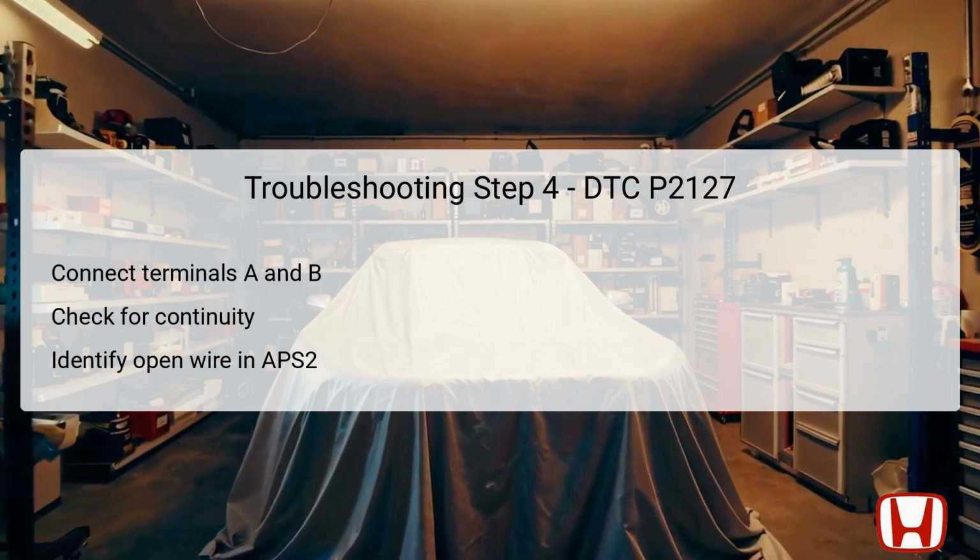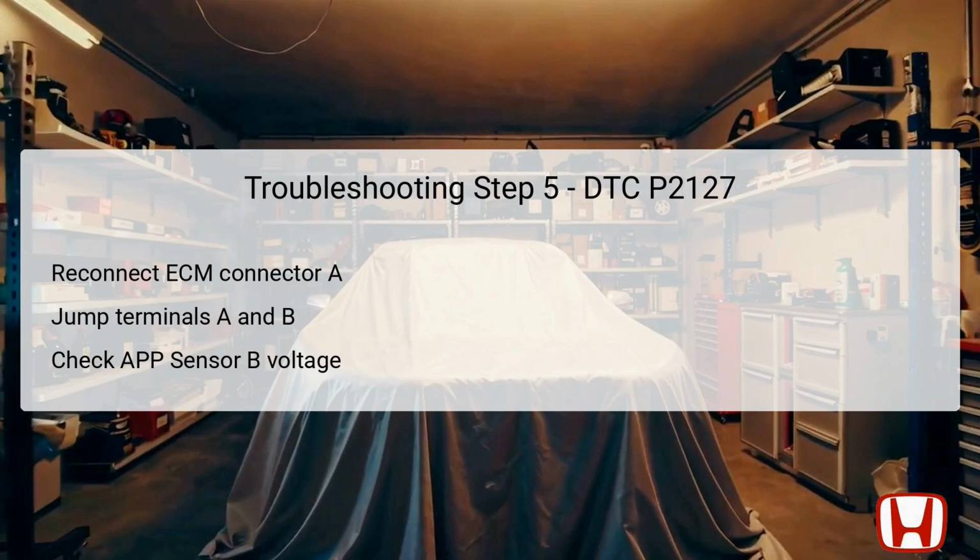If continuity is established, this confirms that there is no open circuit in the APS2 line, allowing you to move to Step 5. If continuity fails, it suggests an open wire between the ECM and the APP sensor, which would require repairs to restore functionality before proceeding.